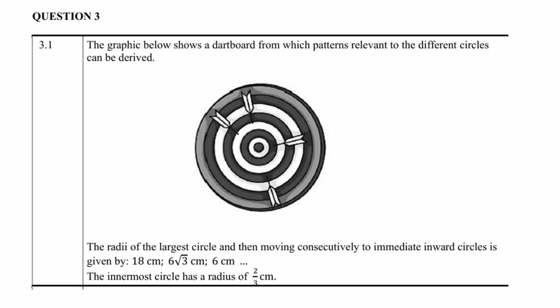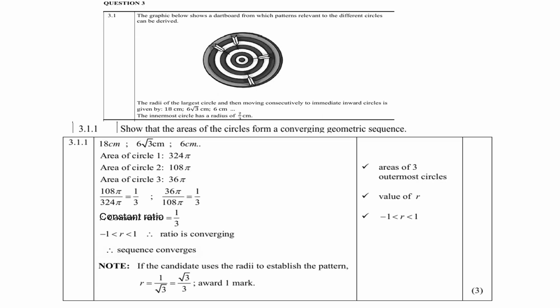In question 3.1, the graphic below shows a dartboard from which patterns relevant to the different circles can be derived. Now, the radii of the largest circle and then moving consecutively to the immediate inward circles is given by 18 centimeters, 6 times the square root of 3 centimeters, and 6 centimeters. The innermost circle has a radius of 2/3 centimeters.